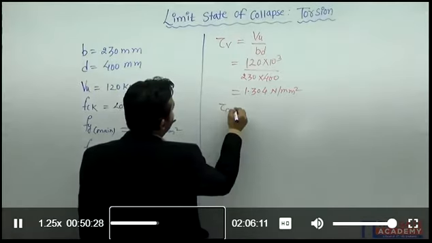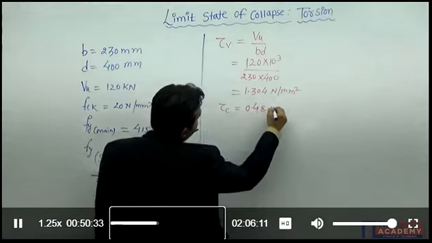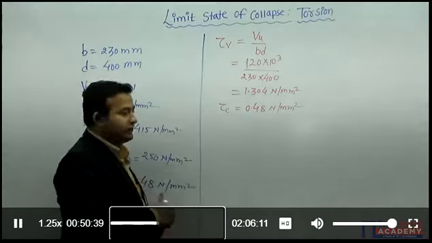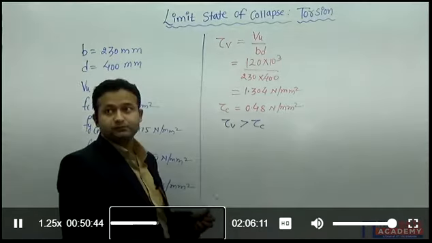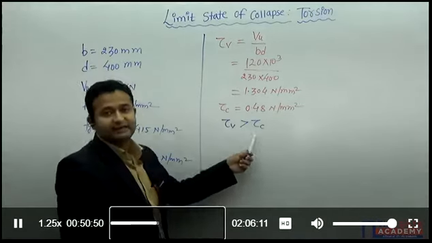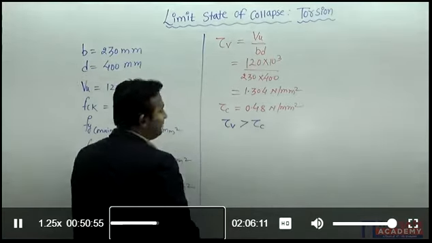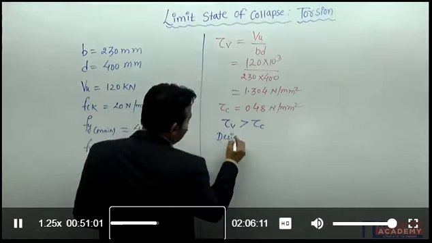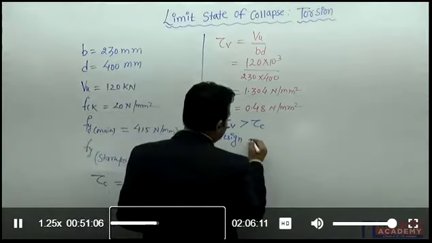The value of tau c they have given me is 0.48 Newton per mm square. Right? So definitely your tau v is greater than tau c. Here you can observe it is case number 2, which means I need to design shear reinforcement. Here I cannot provide the minimum shear reinforcement; I need to design the shear reinforcement.